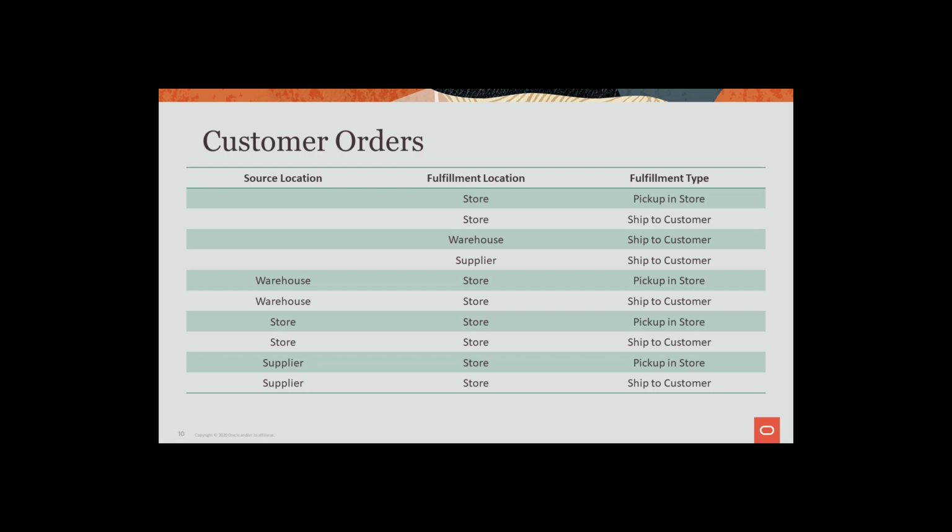This slide describes the different fulfillment scenarios that are supported by merchandising. The source location here represents the location where the inventory is held that will fulfill the order. When a source location is not listed, it is assumed that the fulfillment location is also the source location. The fulfillment location is the location where the customer order will be either picked up or shipped to the customer. This functionality supports customer orders placed in the store or from an e-commerce site, mobile, call center, or other similar methods of order capture.